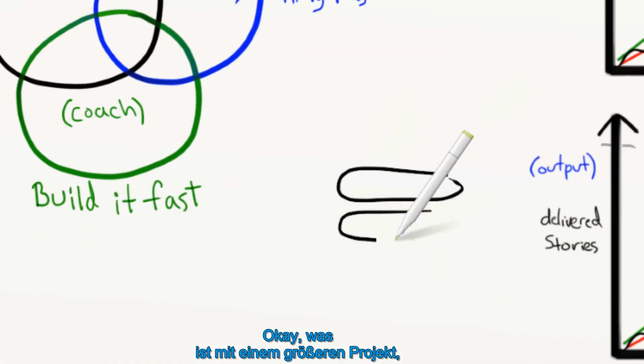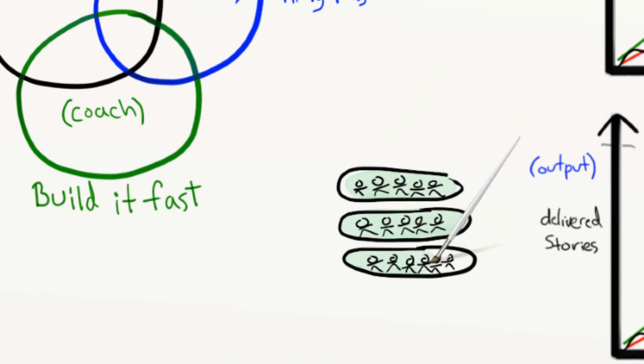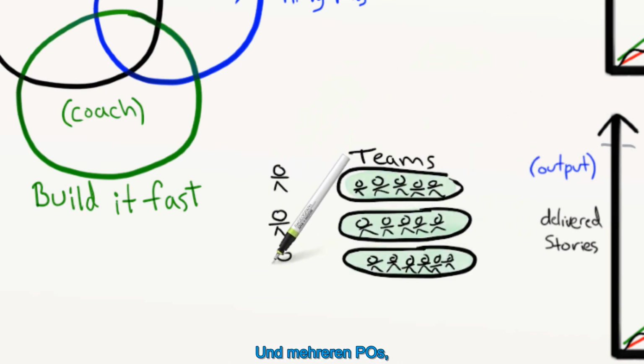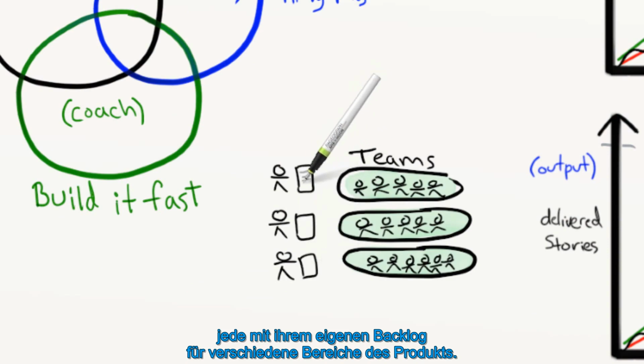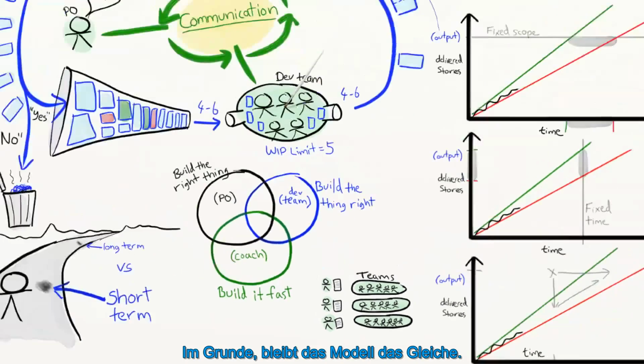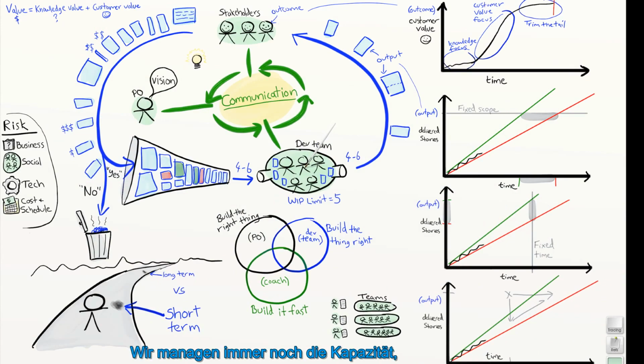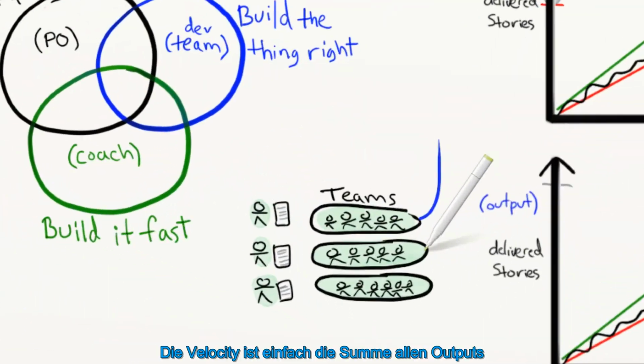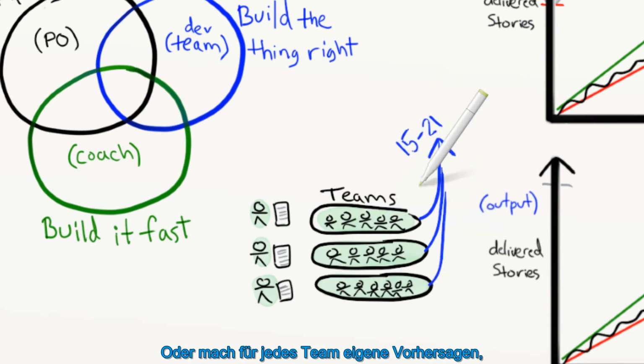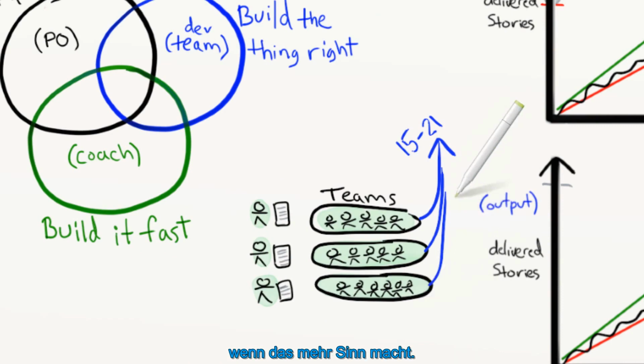Okay, what if we have a larger project with multiple teams, and we have several product owners, each with their own backlog for a different part of the product? Overall, the model is really the same. We still need capacity management, we still need stakeholder communication, we still need product owners who can say no. We still need backlog grooming. We still need a short feedback loop, etc. Velocity is really the sum of all output, so that can be used for forecasting. Or make a separate forecast for each team, if that makes more sense.